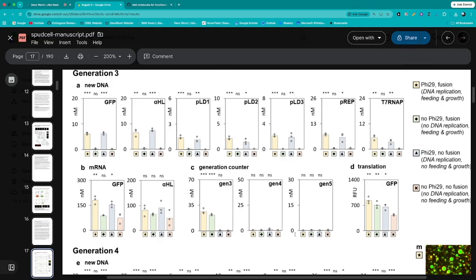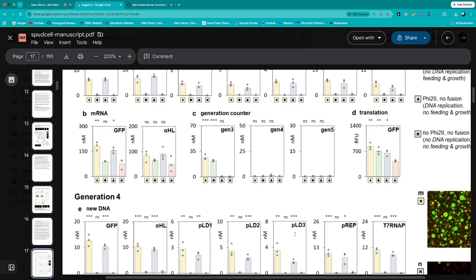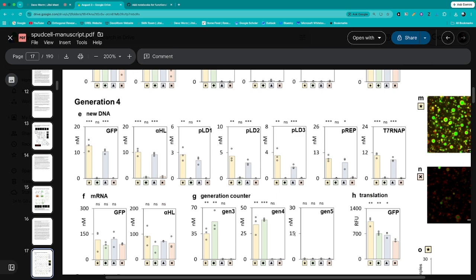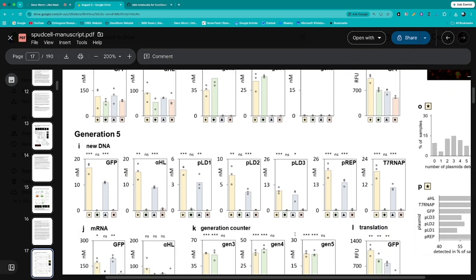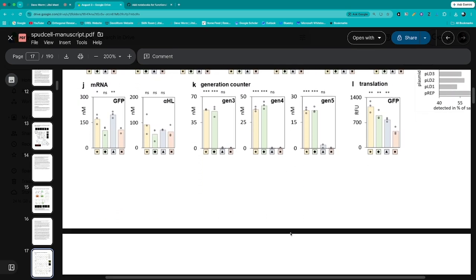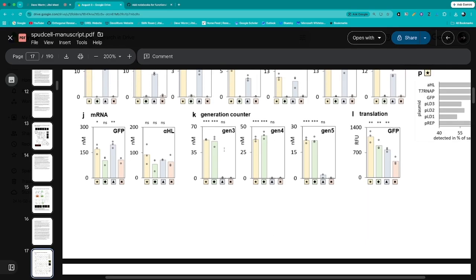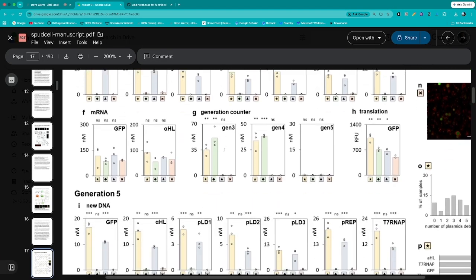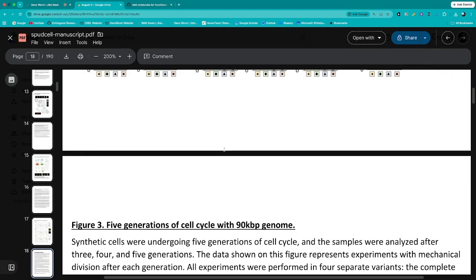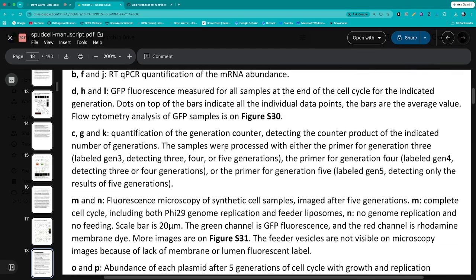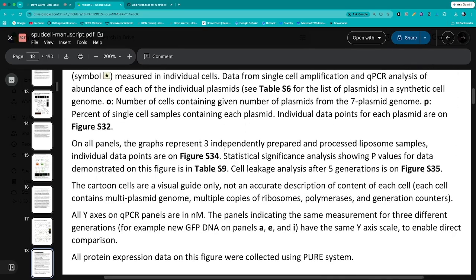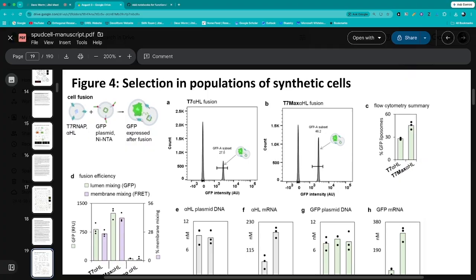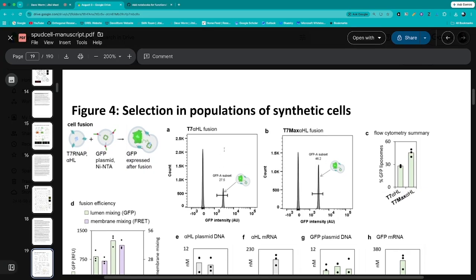I don't really know how to interpret these other than to say that these are the graphs. You see similar results in generation 4 and in generation 5. This generation counter, I'm not sure why this is across these different generations, like you have 3, 4, and 5, but in any case, those are the data. And we can dive more into that if you'd like, maybe offline.